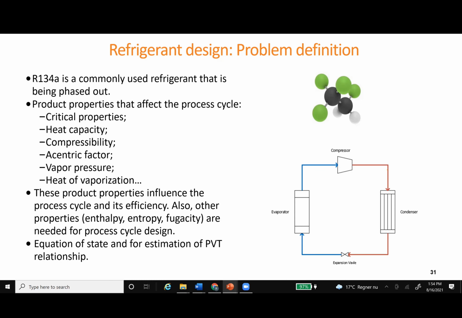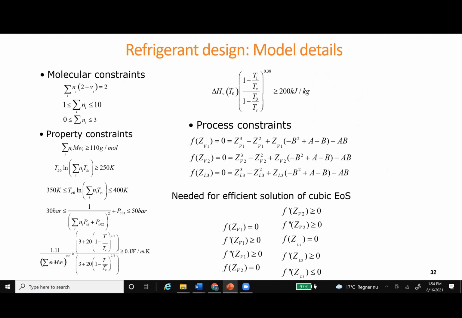So I give you all the equations, but this will be discussed in more detail in webinar 5. So first is the molecular structural constraints. N is the number of groups. Total is less than 10. The same groups is less than 3. The mu in the top equation is the number of bonds or free bonds.